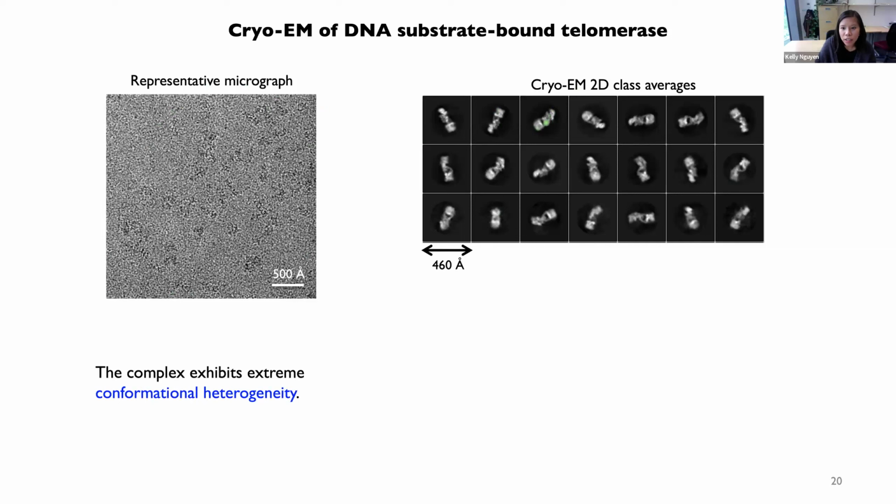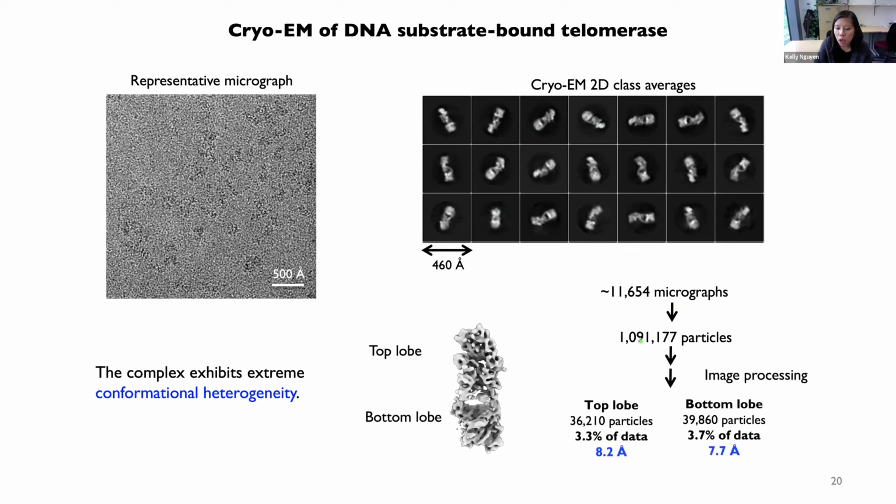So composition is fine because it's very defined, but the structure has an elongated shape and is really kind of flexible. The way we overcame this was by collecting a lot of data, in this case about 1 million particles, and then sorting through them by image processing to achieve about 8 angstrom resolution from about 3 to 4 percent of the data.